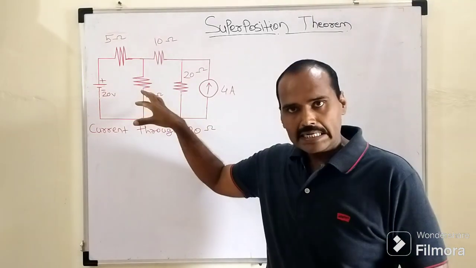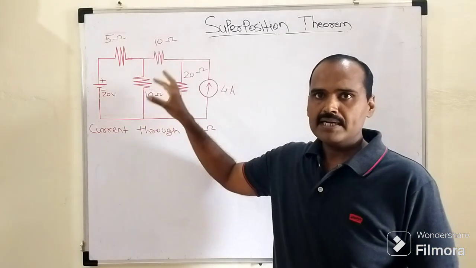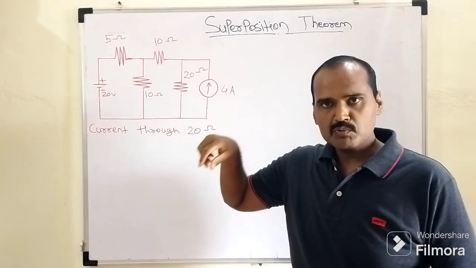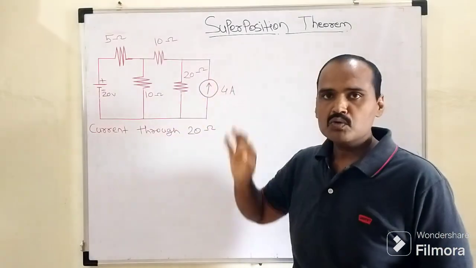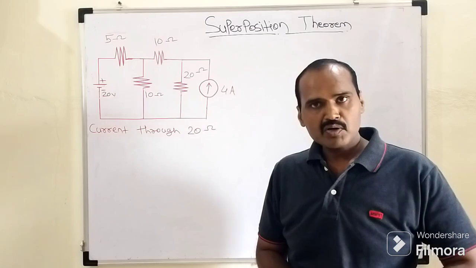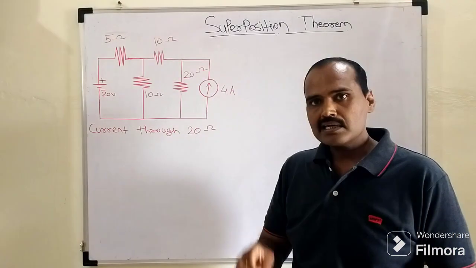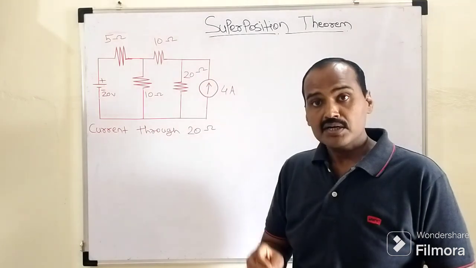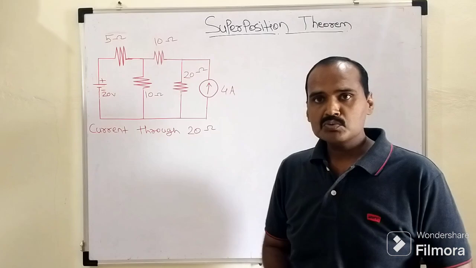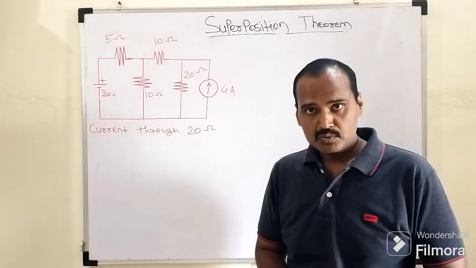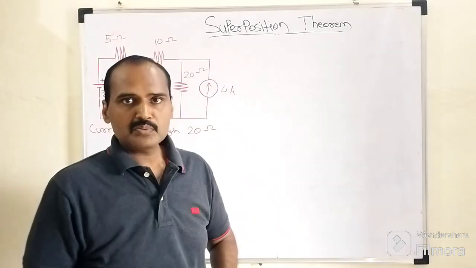With the help of this very simple network, we will try to understand the working principle of the superposition theorem. Here the objective is to determine the current flowing through this 20 ohm resistor. According to the statement of the superposition theorem, the current flowing through this 20 ohm resistor is an algebraic sum of the current due to this 20 volt battery and due to this 4 ampere current source when they are acting independently alone. That is the logic behind the superposition theorem, which is very simple to understand.